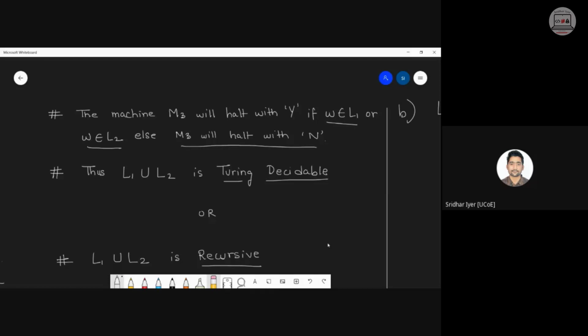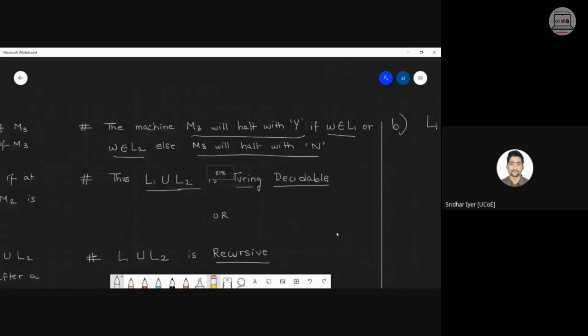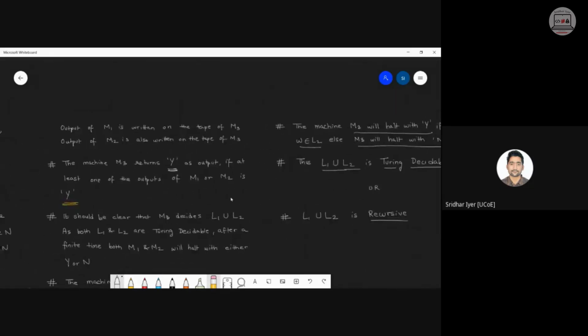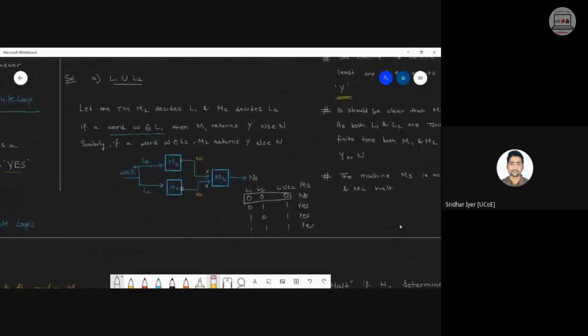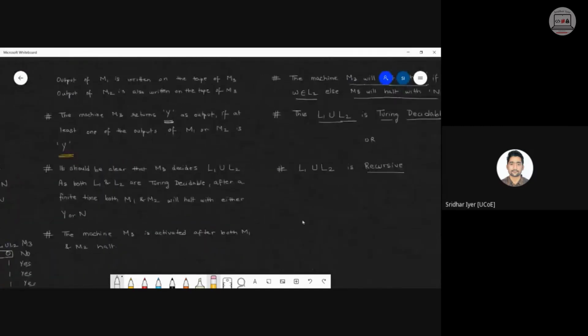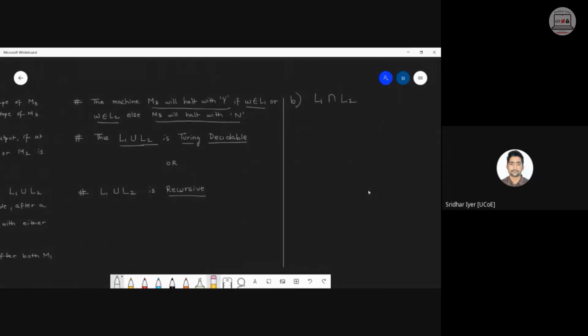So if the output of M3 is yes or no, it doesn't matter. It will halt eventually after a finite amount of time. That was the question: is L1 union L2 Turing decidable? Or we can say that L1 union L2 is recursive in nature. Am I clear? Do let me know your feedback if this concept is clear or not. Shall I move ahead with the next problem?